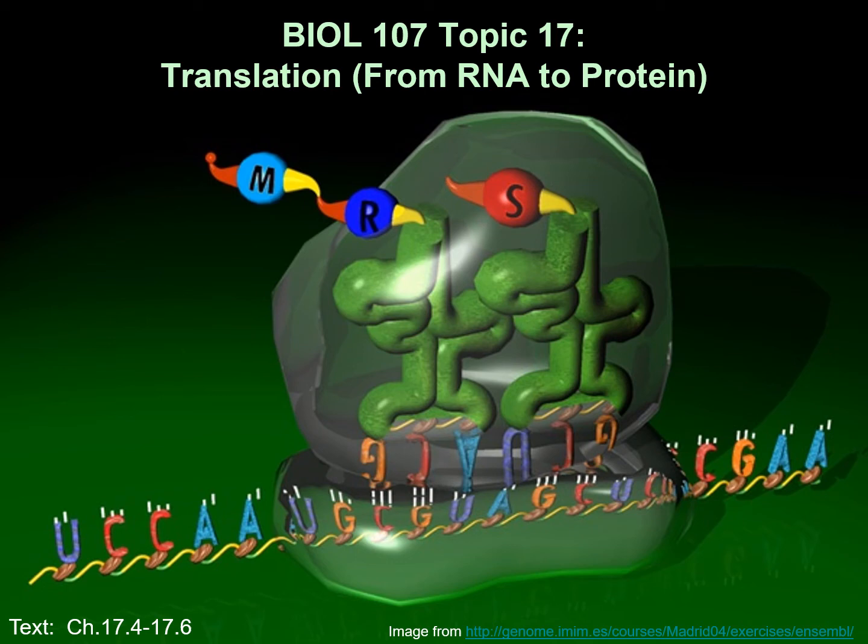Hello Biology 107 students. Today we're going to talk about translation. That's where we're going to go from an RNA sequence and build an amino acid sequence. This all happens at the ribosome. Hey, here's a nice picture of a ribosome. We're going to talk lots about these ribosomes.